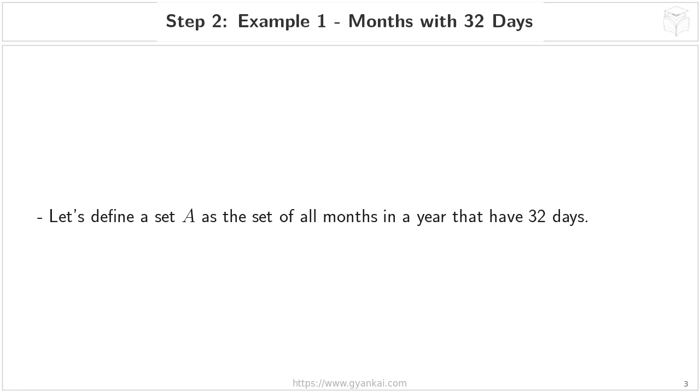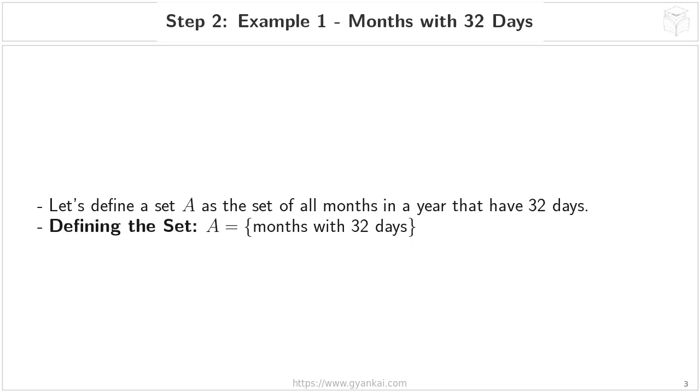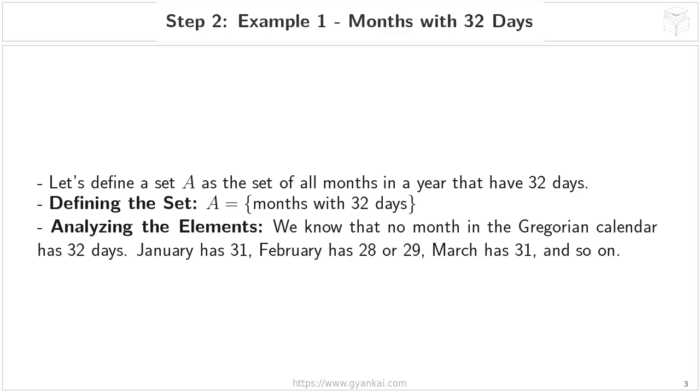So let's move on to our first real-life example of an empty set. As we discussed in the previous slides, remember that an empty set is simply a set with absolutely no elements inside it. Now, to help solidify this concept, we're going to look at some scenarios where empty sets naturally occur. Here, we're going to define a set called A. We're saying that set A consists of all the months in a year that have 32 days. Let me write that out formally. We represent this as A equals the set of months with 32 days.